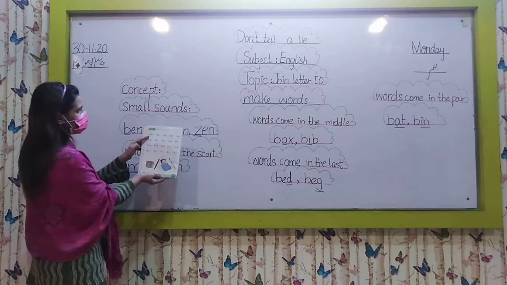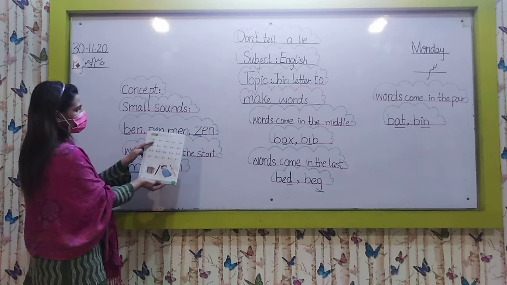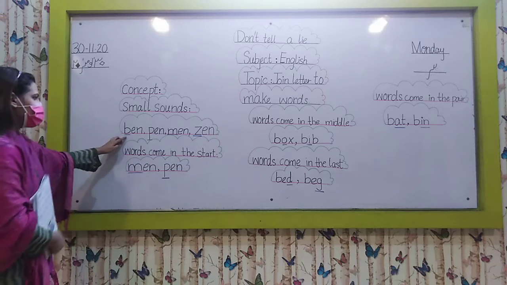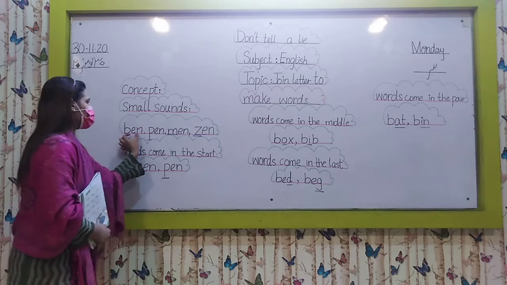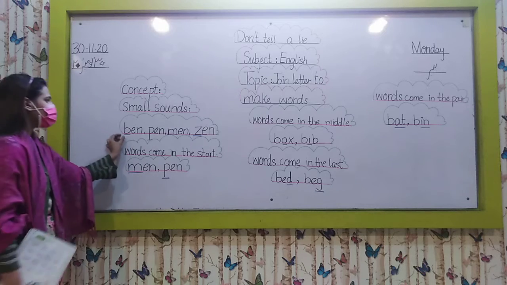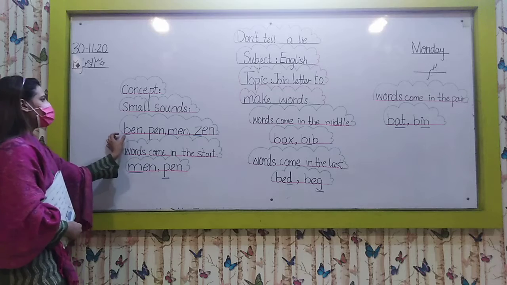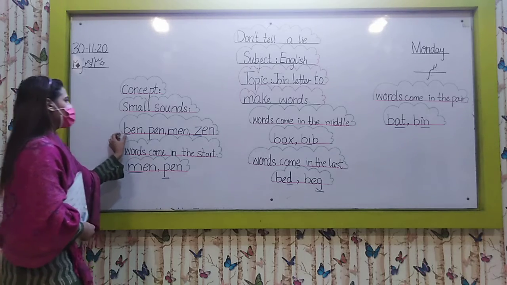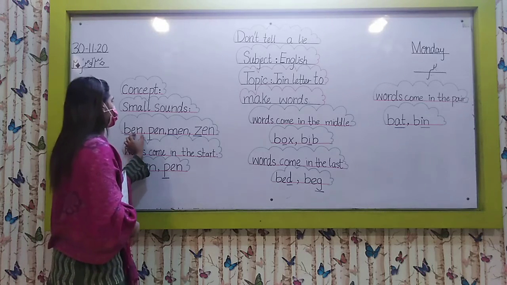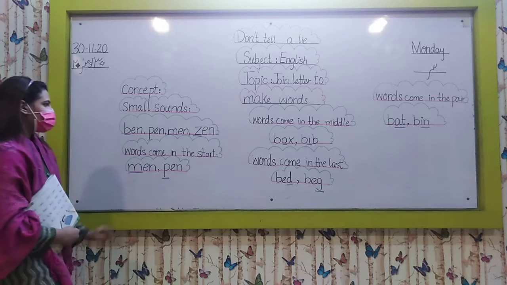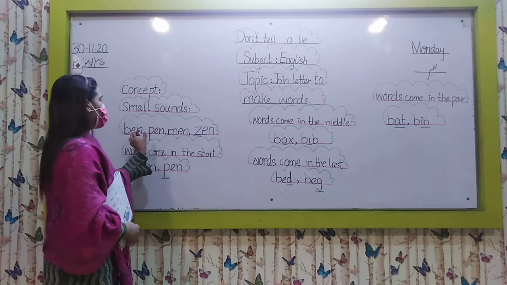The first word is ben. B E N. Ben. What is the sound of B? B, B, B. B B N. Ben. Okay.